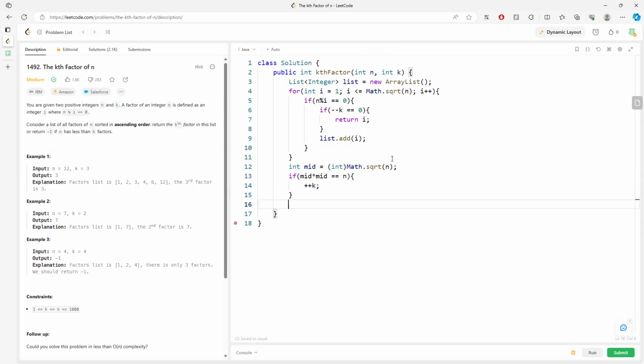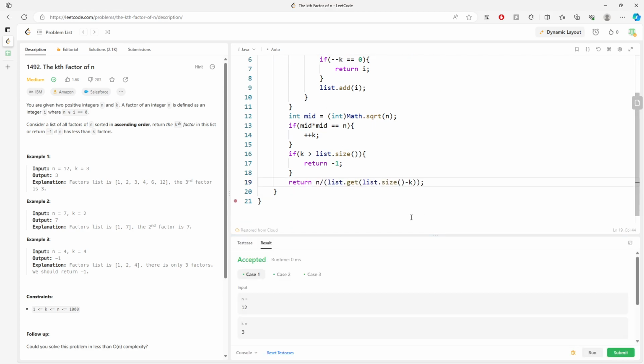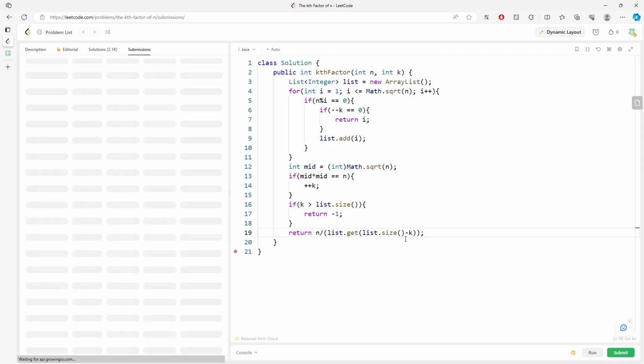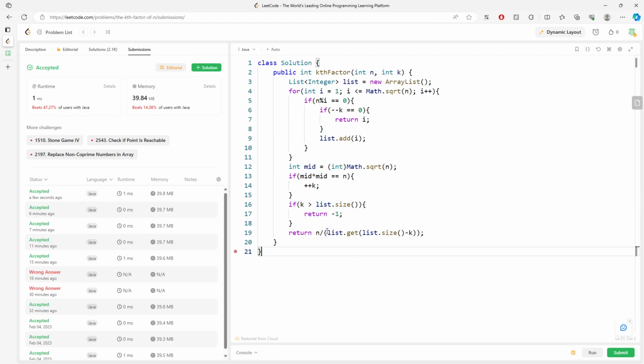So if k is greater than the list size, you want to return -1. And else you want to return n divided by list.get(list.size minus k). If you don't understand, this is pure math stuff. Yeah, you can combine this into one line, it doesn't matter.